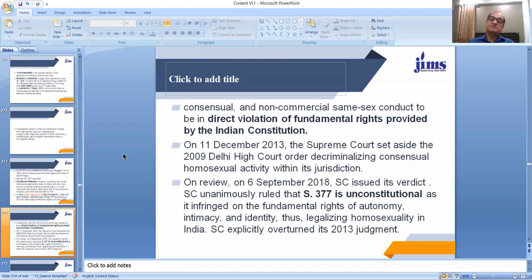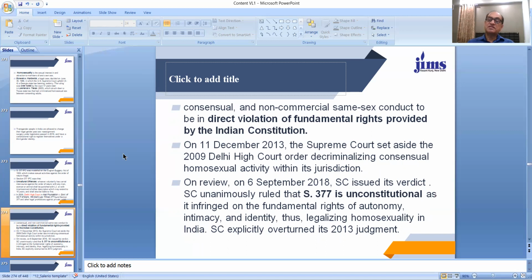But this judgment was set aside by the Supreme Court on 11 December 2013. The Supreme Court set aside the Delhi High Court judgment decriminalizing consensual homosexual activity within its jurisdiction. But against this judgment, a review petition was filed in the Supreme Court.